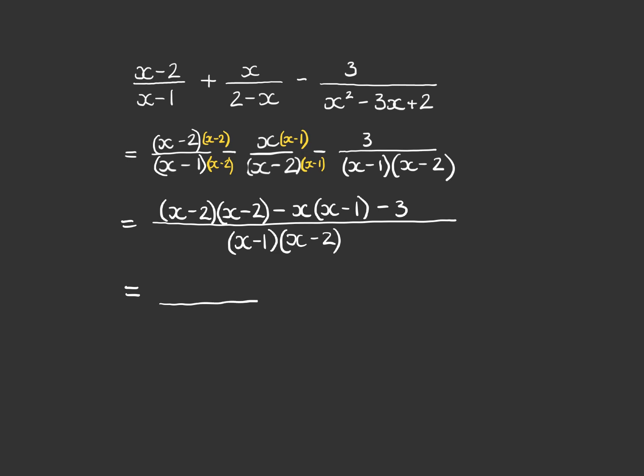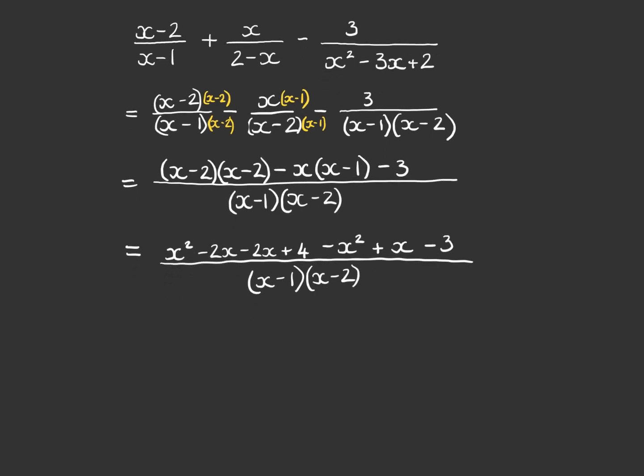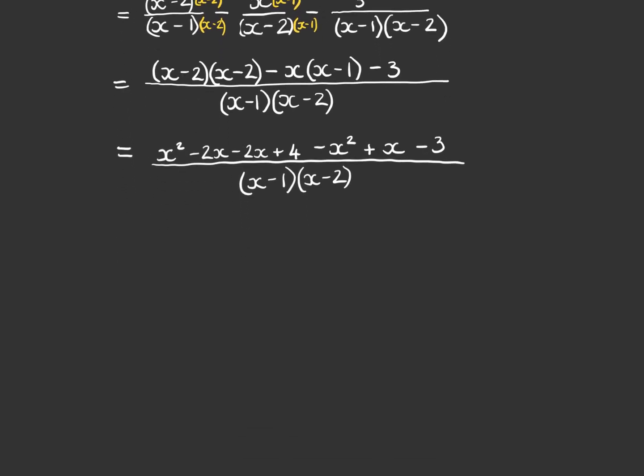So let's put the fraction bar in forever and ever. We're going to have x squared minus 2x minus 2x plus 4, and that's the first term. Then we've got minus x squared, and we've got plus x. That's the second term, and then we have minus 3. And this, of course, is over x minus 1 and x minus 2. We're not there yet, but I think the worst of it is over.